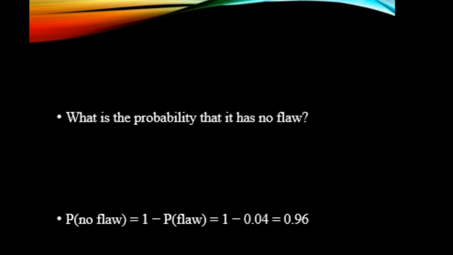Okay. What is the probability that it has no flaw? So here we can use the rule of the complement. So probability of no flaw will be 1 minus the probability that there is a flaw, which is 1 minus 0.04, or 0.96.